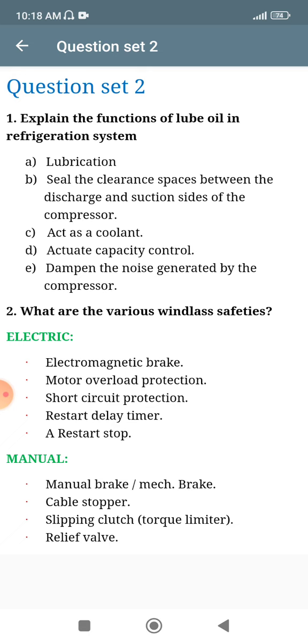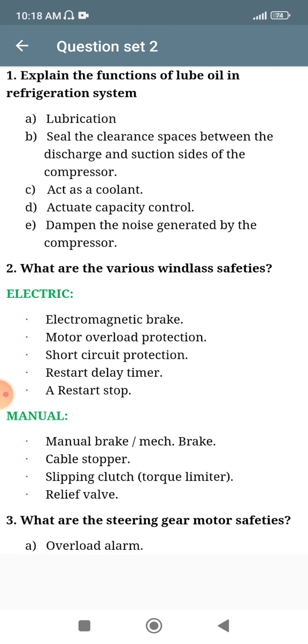Explain the functions of lube oil in a refrigeration system. What are the functions of lube oil? Mainly lubrication, sealing the clearance between the discharge and suction side of the compressor. It will act as a coolant, actuate capacity control, and dampen the noise generated by the compressor.